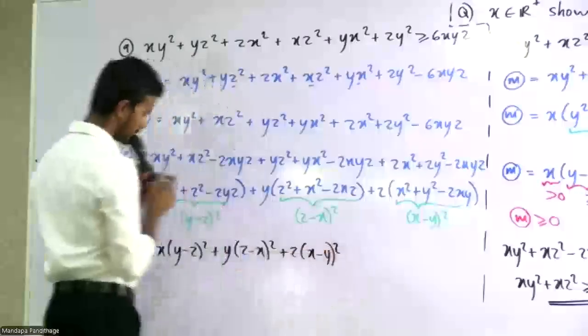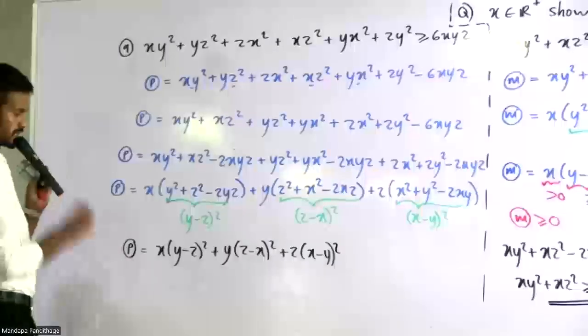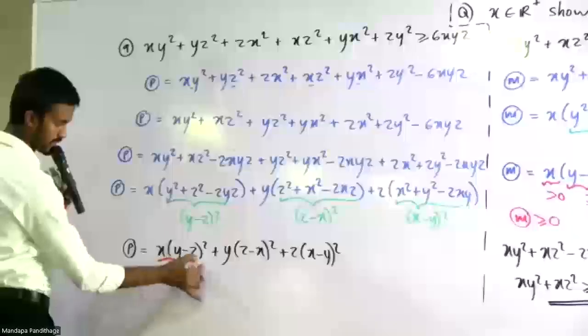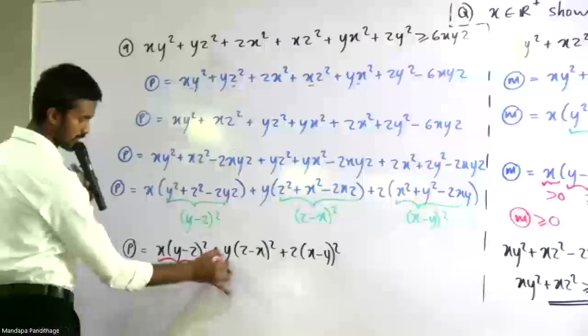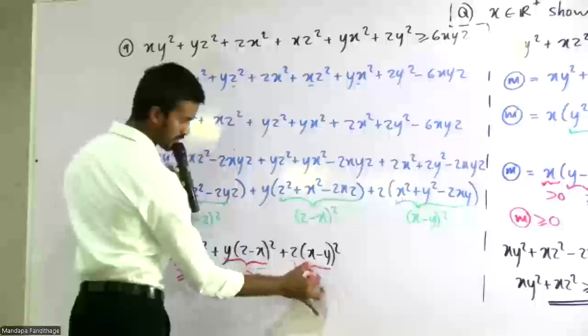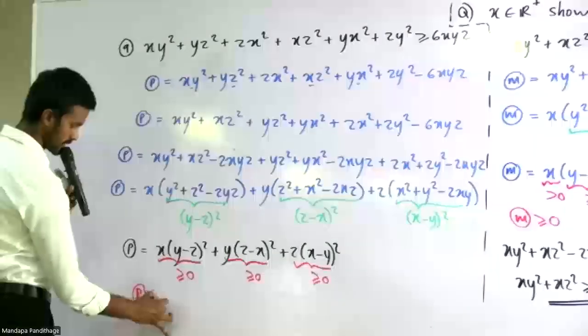minus y squared. So since x, y, z are positive, they have given that x, y, z are positive, and we have these square terms. Each of these terms is equal to or greater than 0 because there's a square. So when we have the addition of three positive numbers, it's positive, no? P is greater than or equal to 0.